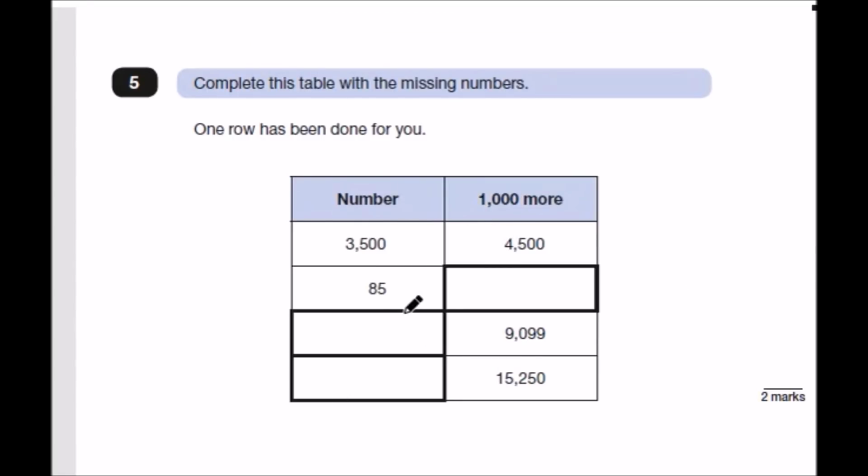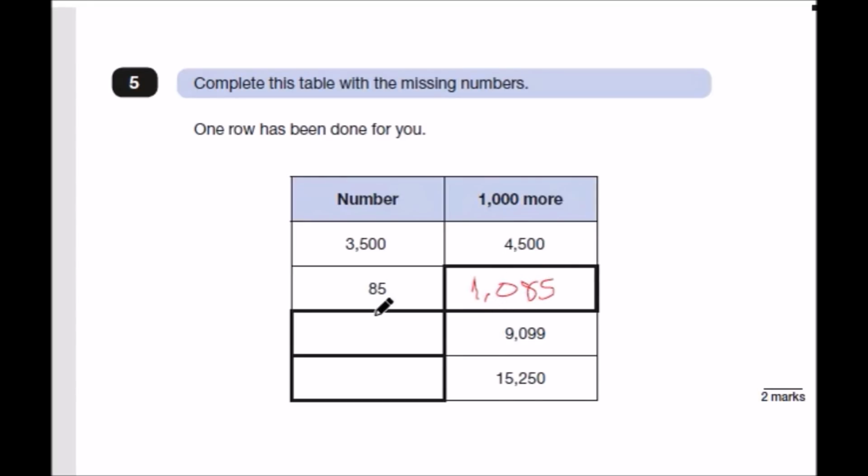Alright, number 5. Complete this table with the missing numbers. One row has been done for you. So, we got a number, and we need to add 1,000 more to it. For example, 3,500, add 1,000 to give us 4,500. If we have 85, add 1,000 more, we'll get 1,085. Okay, so that's a comma, yeah?